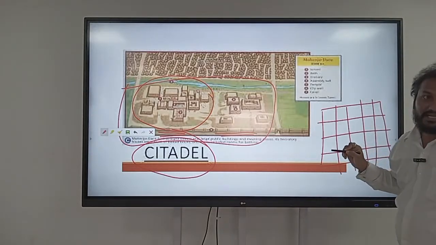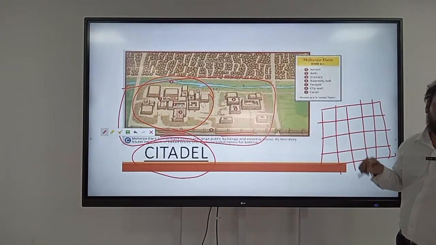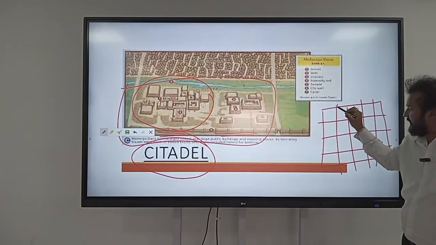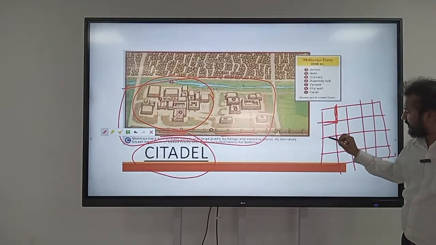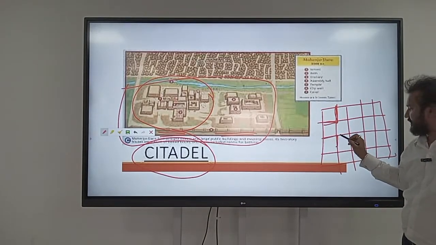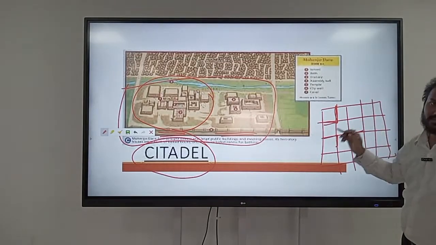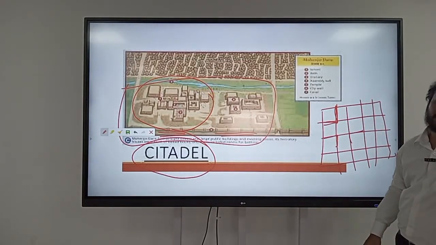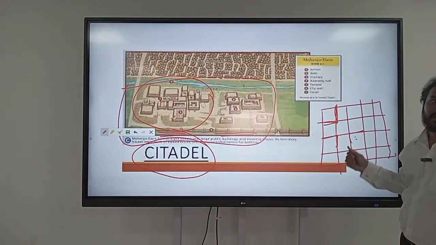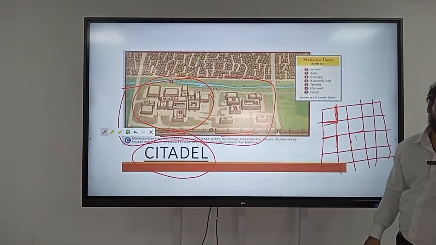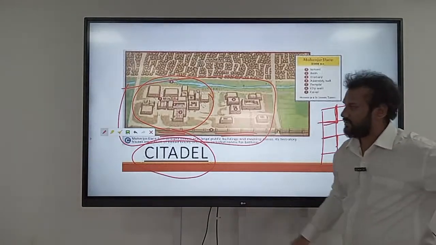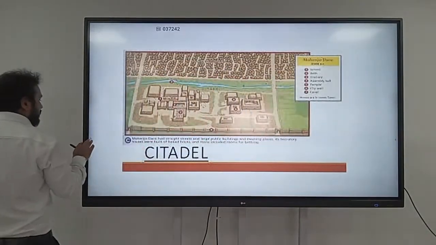Every road is there, right? Each and every road in the IVC town cuts each other at a right angle. From here, if you go, the road will cut at a right angle. If you go from here to here, the road will cut at a right angle. If we see an aerial view of this town, it looks like a rectangular grid pattern city. Got it? I hope you understand the meaning of citadel. This is one of the features of IVC town planning.